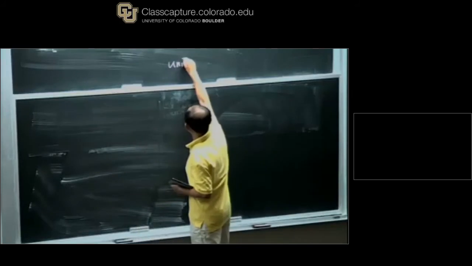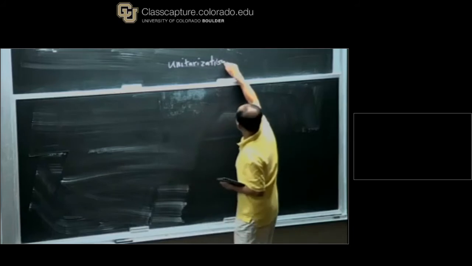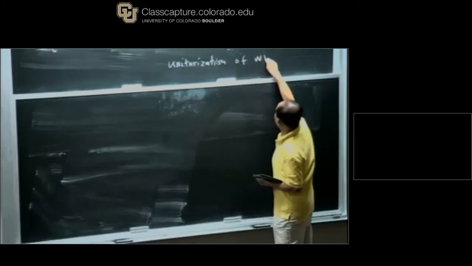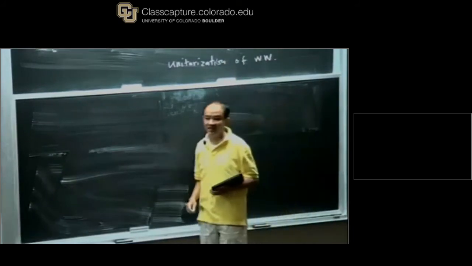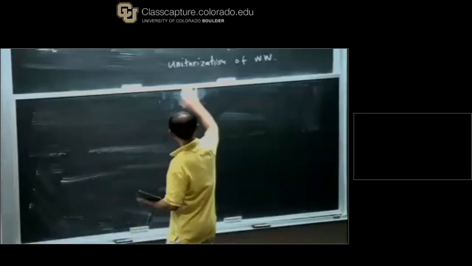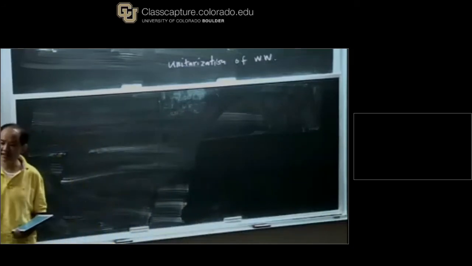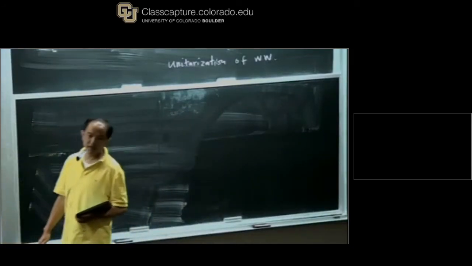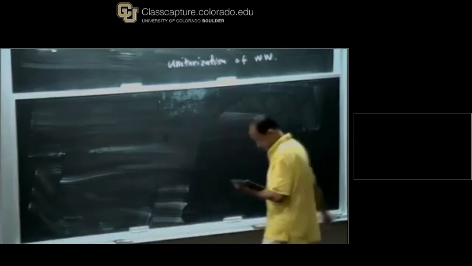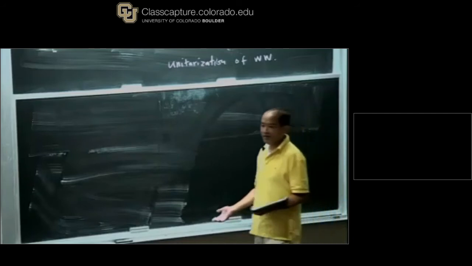It's called a unitarization of WW scattering amplitude. The idea is that when you go to high energy, the amplitude becomes very large, violating unitarity. So something has to happen before it to unitarize the amplitude. And there are many ways to unitarize the amplitude.